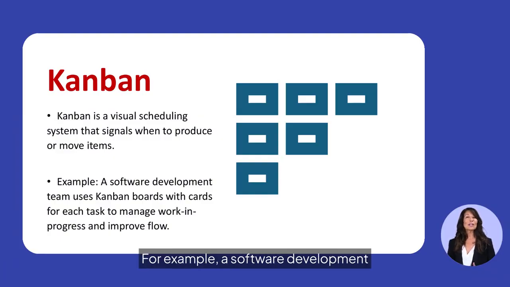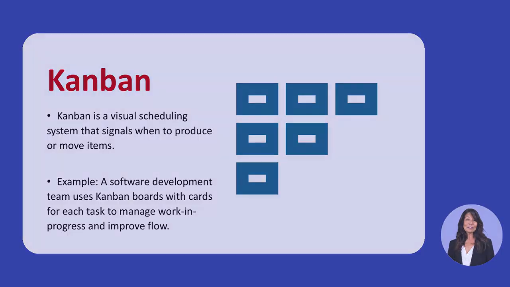For example, a software development team uses Kanban boards with cards for each task to manage work in progress and improve flow, ensuring efficient project management.